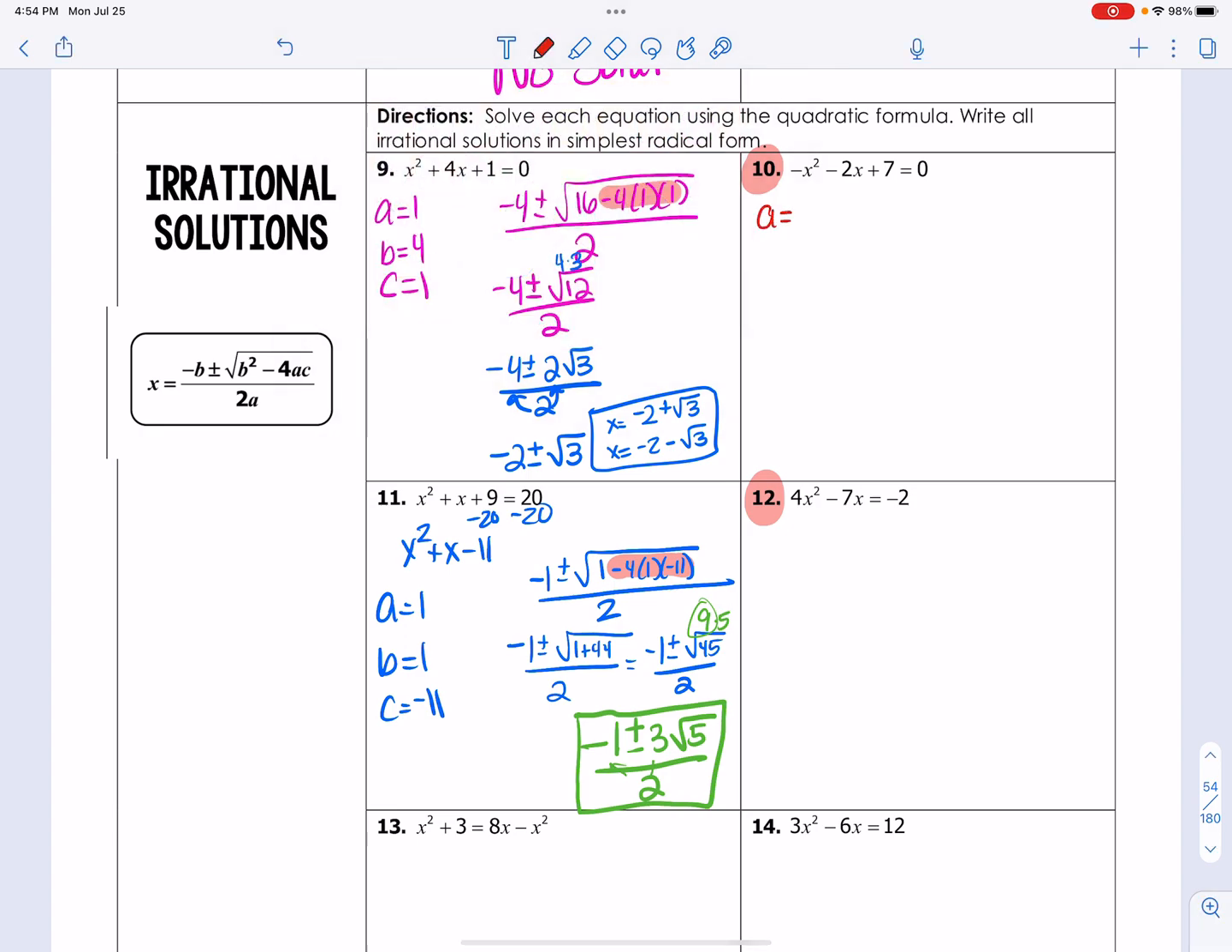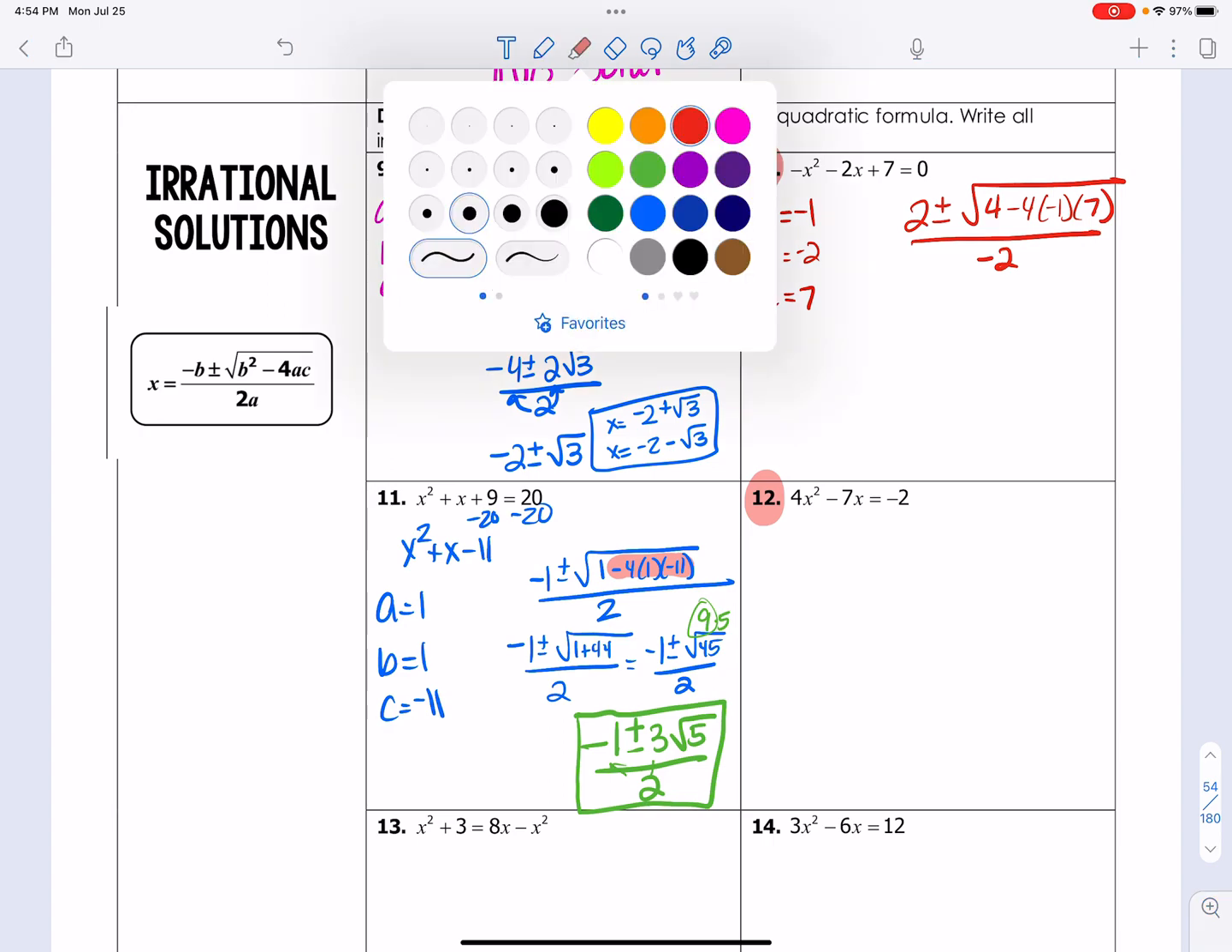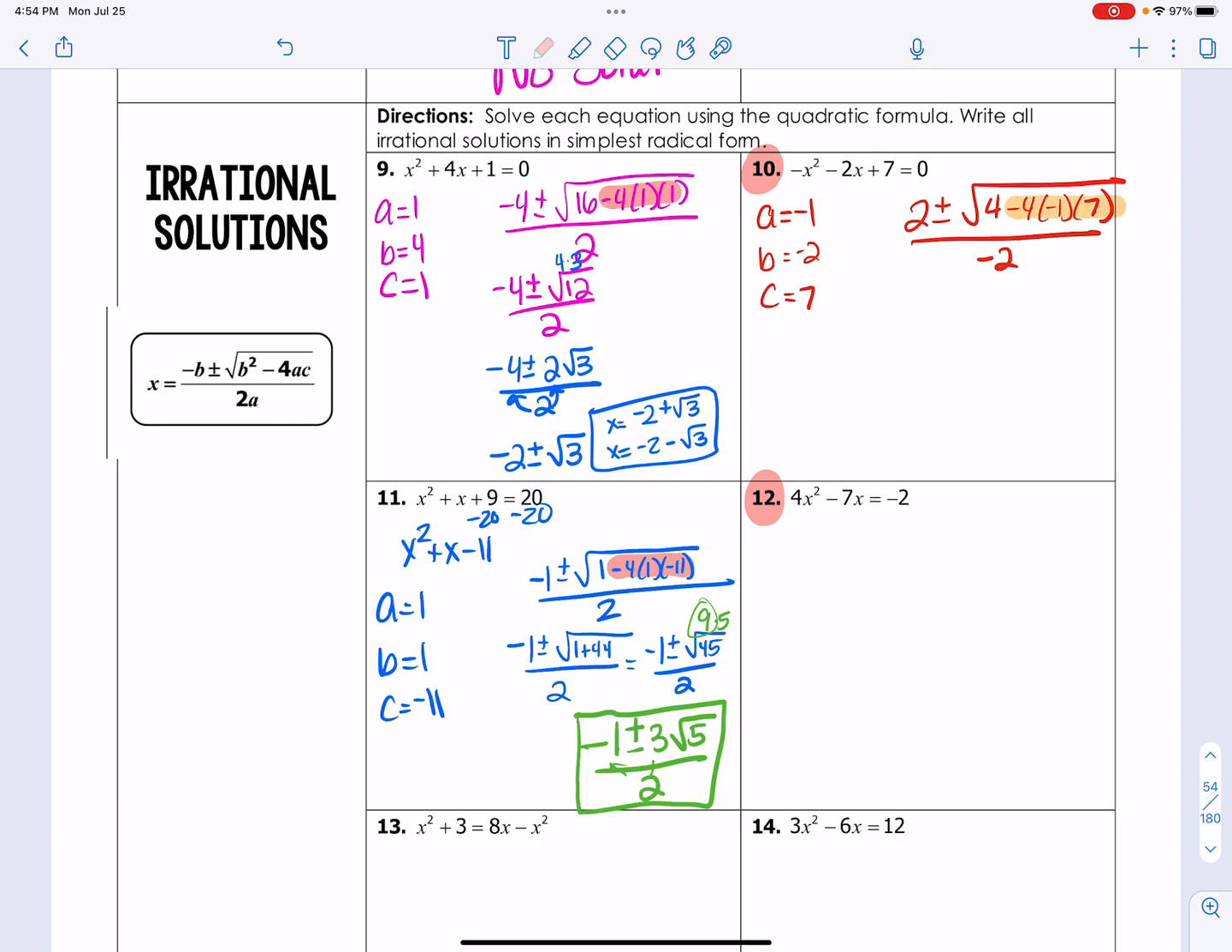Okay, on 10, a is a negative 1, b is a negative 2, and c is 7. So I'm doing a negative b, so that's a positive 2. Negative 2 squared is 4, minus 4 times a times c, all over 2a. So that's a negative 2. Okay, and so then when I do the inside, I would do this part first. Negative 4 times a negative 1 is 4 times 7, that's a plus 28. So you end up getting 4 plus 28 over negative 2. 4 plus 28 is 32, right?